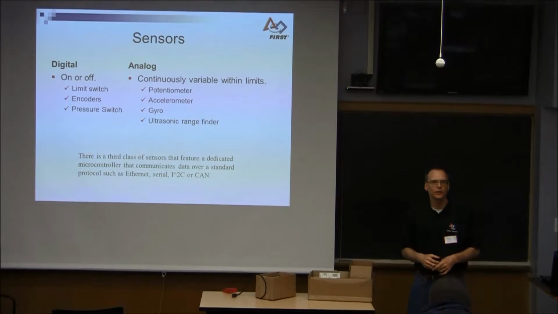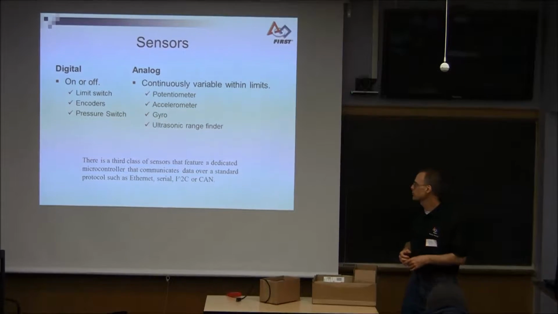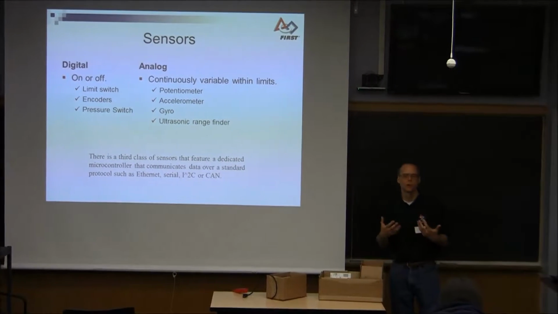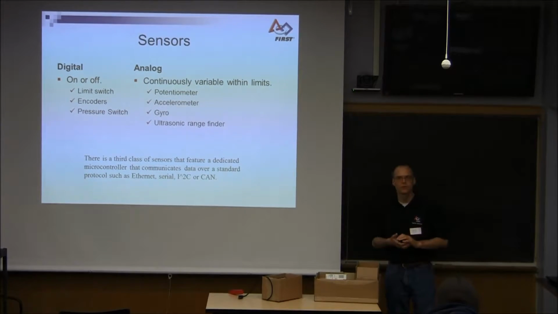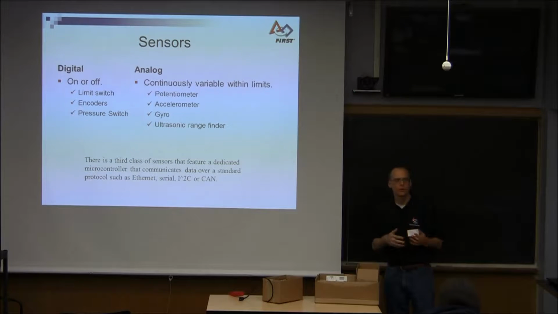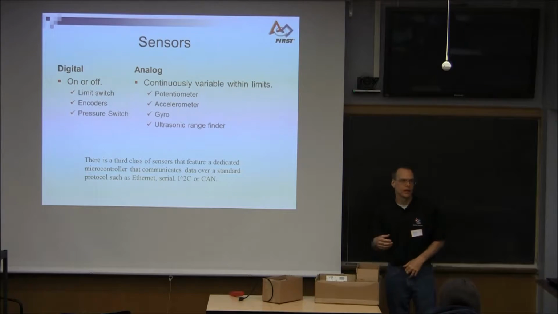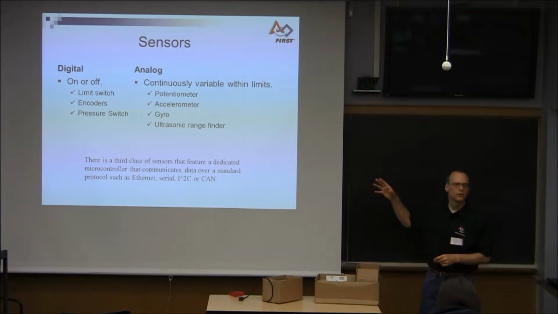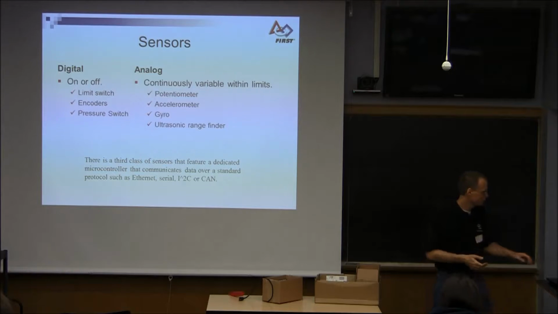There is a 3rd class, and we do actually use some of them. For example, the camera is a very, very complicated, very complex sensor, and it uses a standard protocol, in this case Ethernet. You'll also find, if you dig into the documentation on the Jaguar motor controllers that we supply, it uses CAN, which is another small computer system protocol. But we're going to really focus just on the digital and the analog for today.